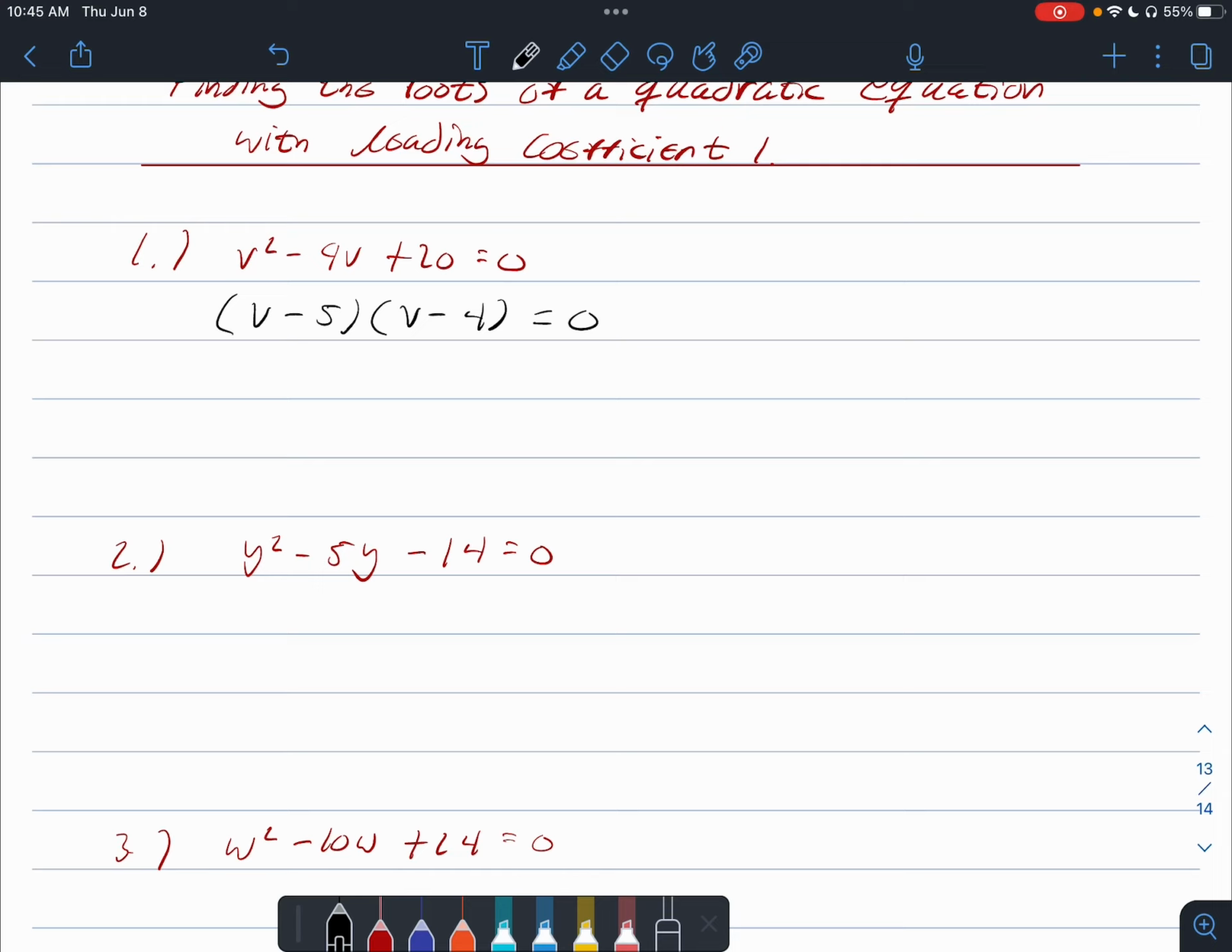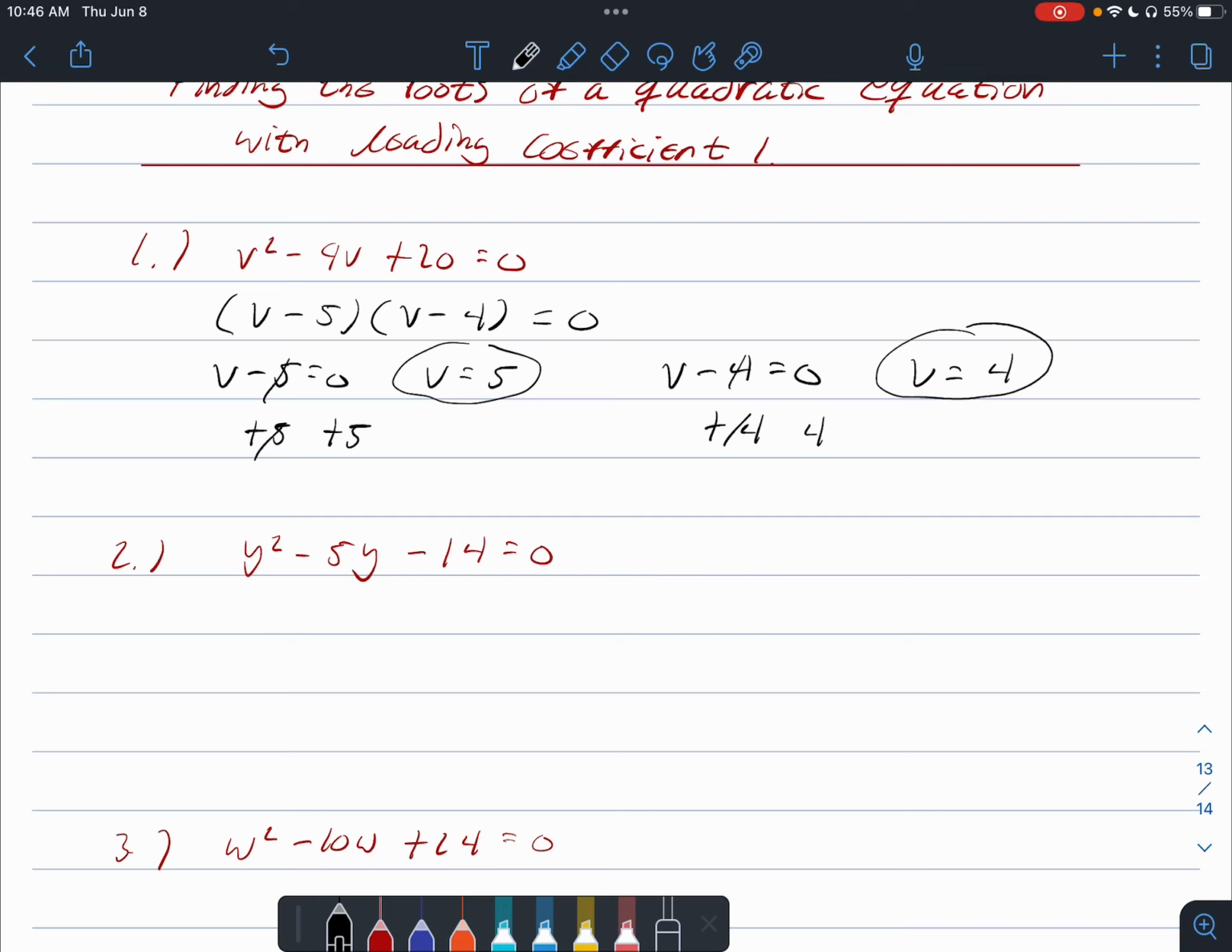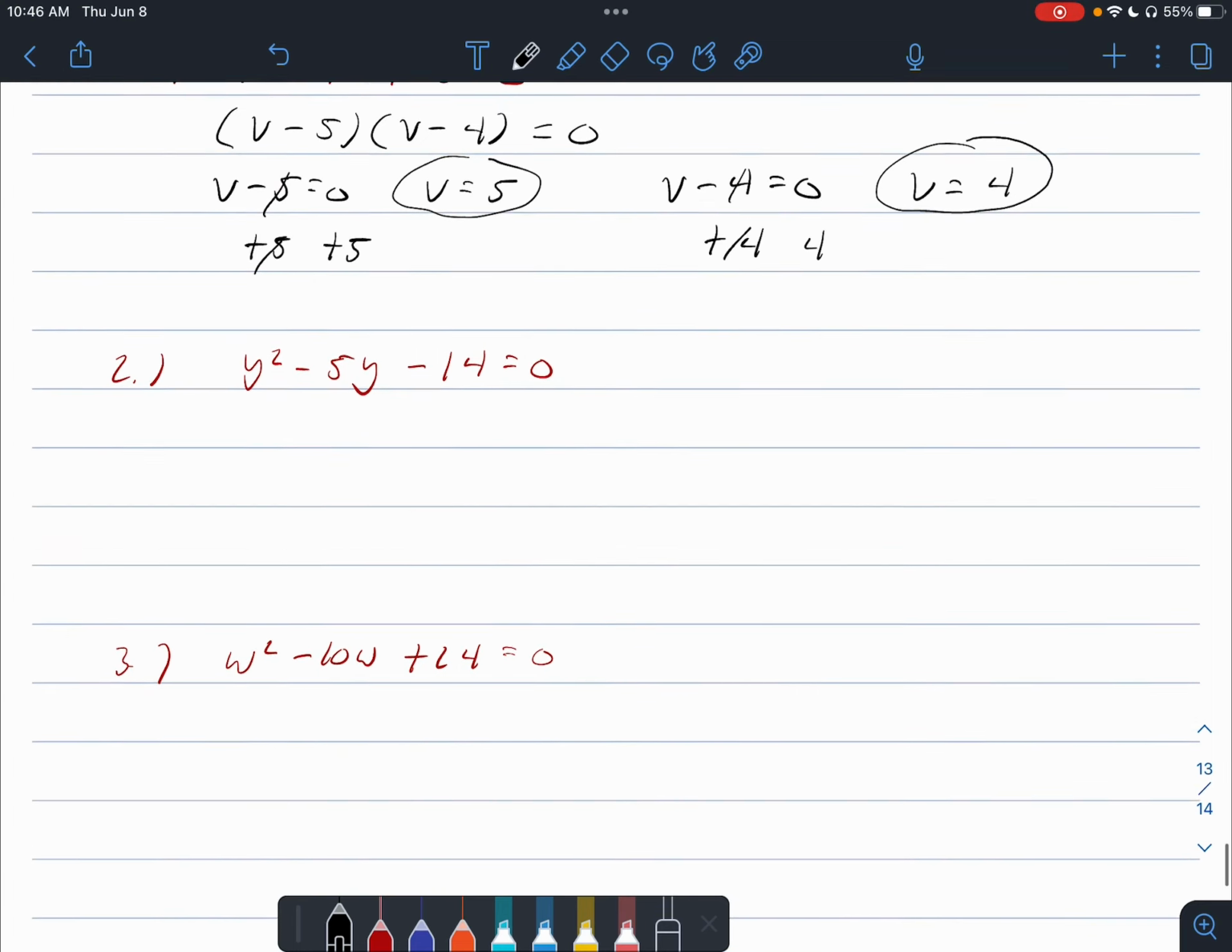And now what we would do is just what we did in our last video, which is to set each of these factors equal to 0. So we have v minus 5 equals 0, means we add 5 to both sides, and we get v equals 5 as one of our solutions. And then we set v minus 4 equal to 0, and if we add 4 to both sides, that will give us our other solution, where v is equal to 4. So there we go.